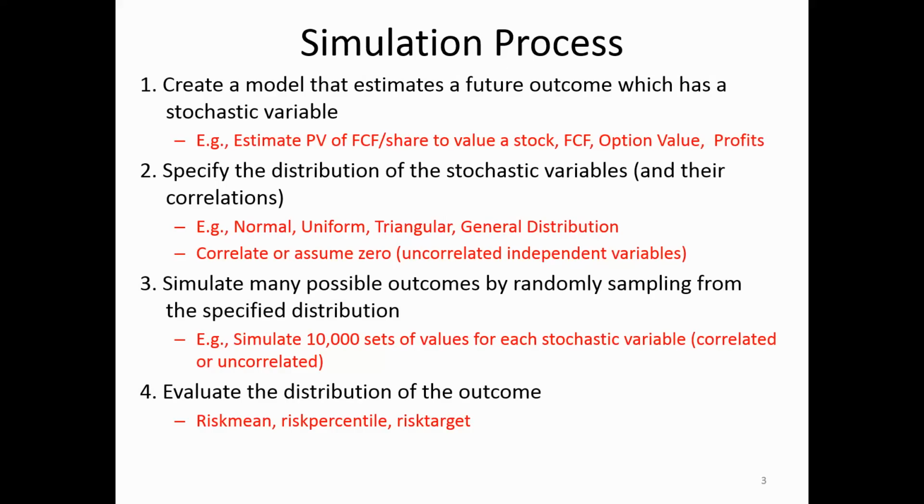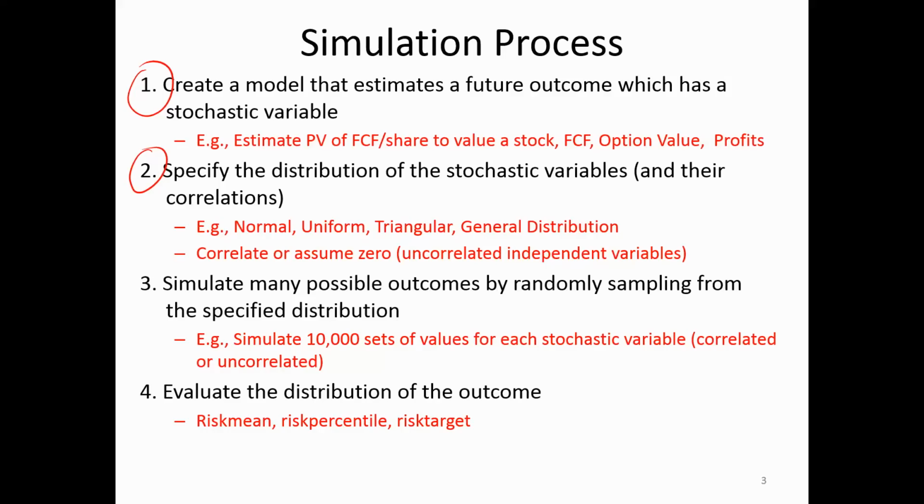The overall process of doing a simulation, a Monte Carlo simulation, is you first create a model of a future outcome which has at least one stochastic variable. So for example, you may model the expected value of a stock, but you have to have at least one stochastic variable. A stochastic variable is one in which there's more than one outcome, and the outcomes have a known distribution.